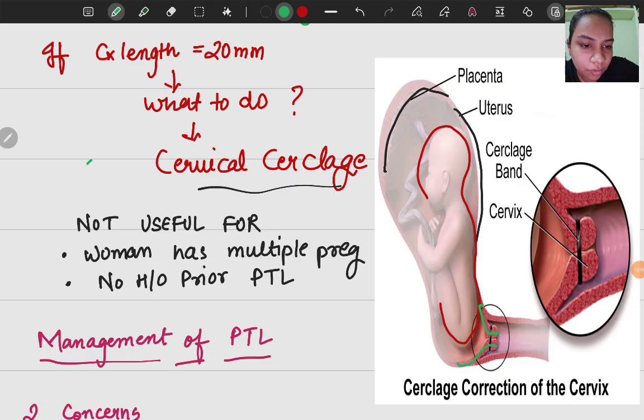Okay, this is the cervical opening. So what we are doing in cervical cerclage is, we are stitching it from here. If we are stitching it, that means there is no point of the baby coming out, and preterm labor won't happen.